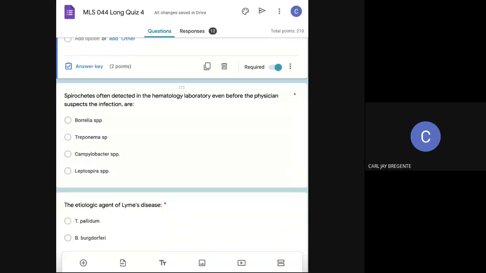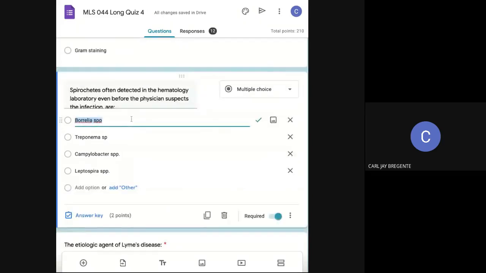Spirochetes often detected in the hematology laboratory, even before physicians suspect the infection, the correct answer is Borrelia species. Because Borrelia can be identified on blood smear automatically. Even just Wright stain can be used, right? Wright stain is commonly used for staining peripheral blood smear. If you still remember your PMLS2, using Wright stain alone can detect Borrelia infection. Treponema, of course, cannot be seen. Campylobacter cannot be seen, as well as Leptospira.